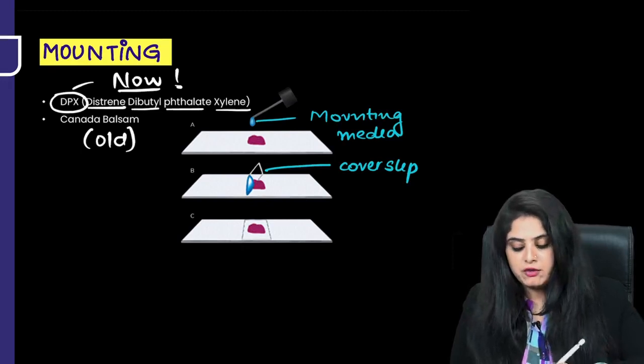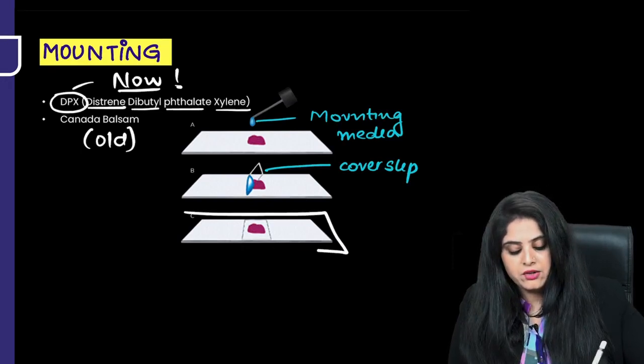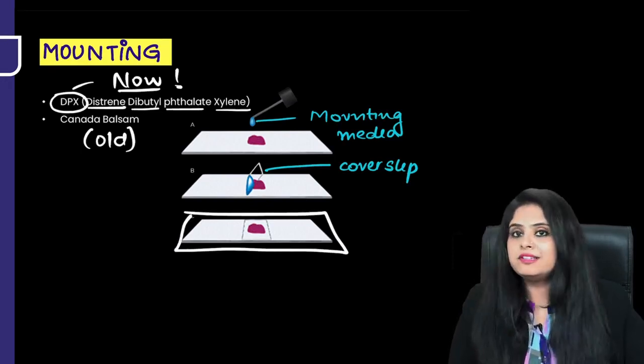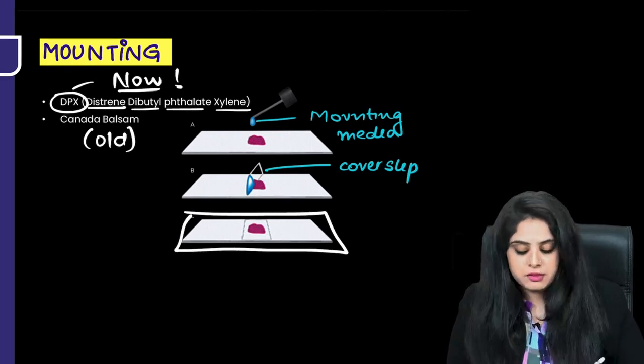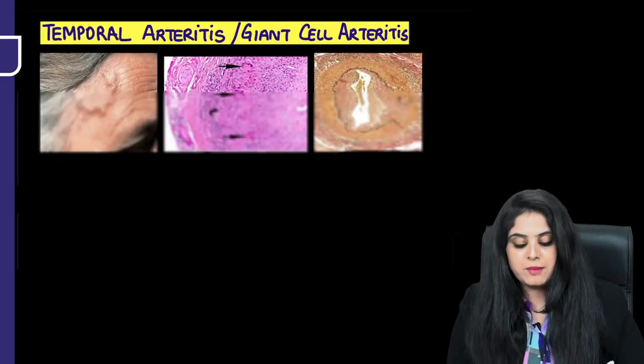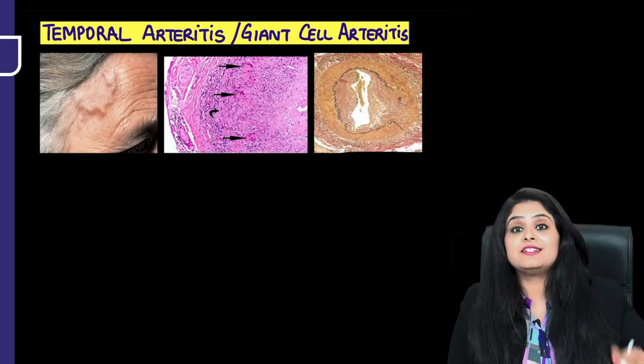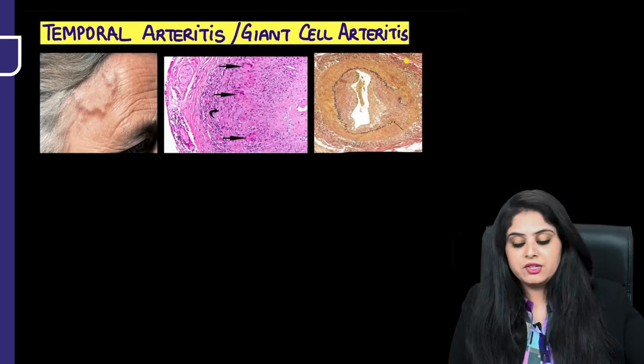I hope you've understood how finally my slide is ready. Now you're going to look at this under the microscope. So your basics are done. Now let's begin with systemic pathology and start off with the very first chapter, which is right in front of you, the arthritis. Yes, the classical trio that you're going to get.